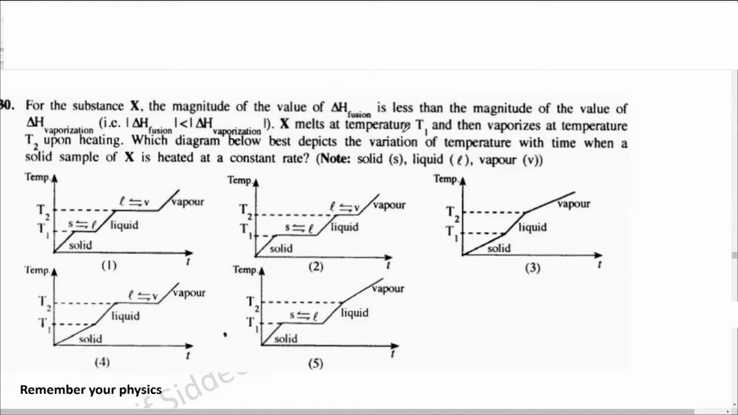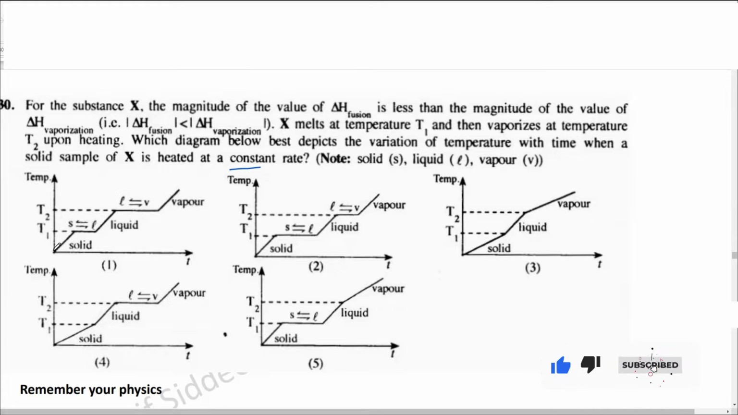X melts at temperature T1 and then vaporizes at temperature T2 upon heating. Which diagram below best depicts the variation of the temperature with time when a solid sample X is heated at a constant rate? The first thing we need to understand is that it is heated at a constant rate. Okay, so the rate is constant. And then we need to consider the variation of the temperature.